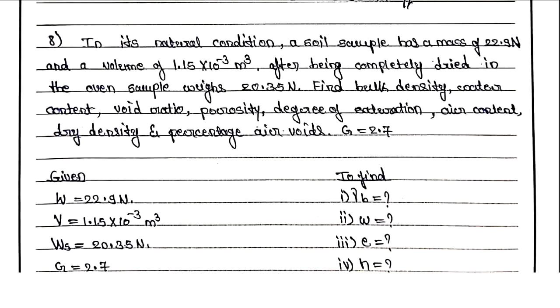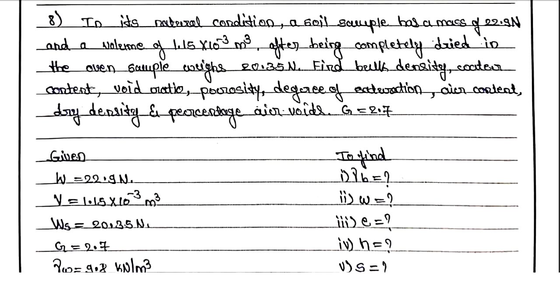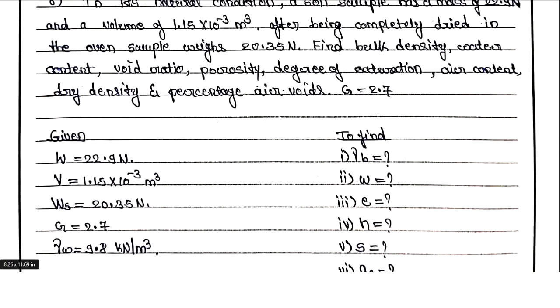A lot of quantities are to be found, but the data given is: weight is 22.9 N, volume is 1.15 × 10^-3 m³, and weight of soil solids, that is the weight of the sample in dry condition, is 20.35 N. G is equal to 2.7, and γw is equal to 9.8 kN/m³. So this is the data which they have given.